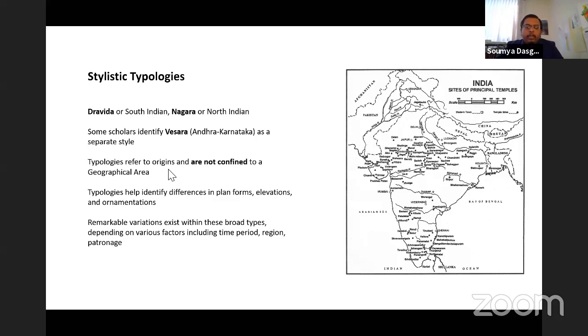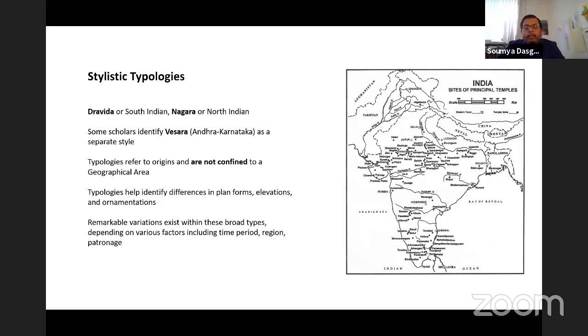So typologies refer to origins and are not confined to a geographical area. Now, this is very key, as I will show you examples where we find North Indian style temples in South India, and you can also find South Indian style temples in North India. So it does not matter where in the physical geography of India the temple is. It matters where the origin of that style is from.